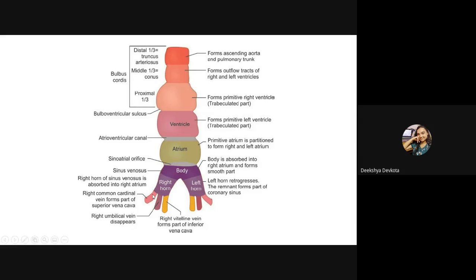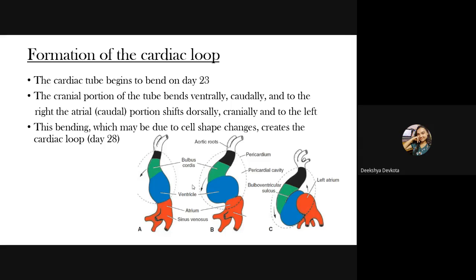So the common cardinal vein forms a part of the superior vena cava. The right umbilical vein eventually disappears, whereas the right vitelline vein forms part of the inferior vena cava. So these are the derivatives. Now let's go towards the formation of the cardiac loop.